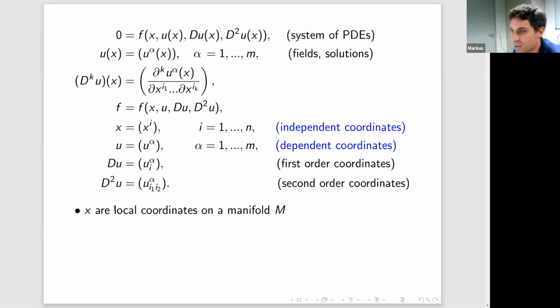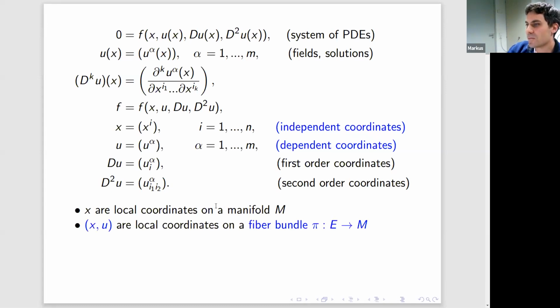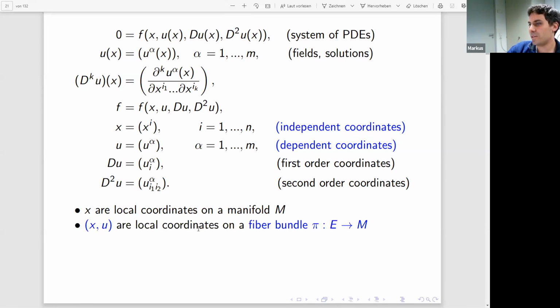Then I use this standard jet bundle notation. So we have some base manifold M where the coordinates x live. And then we have the x and the u coordinates, which are coordinates on the fiber bundle E, and we have this projection here. Basically, we can project down this here to M.